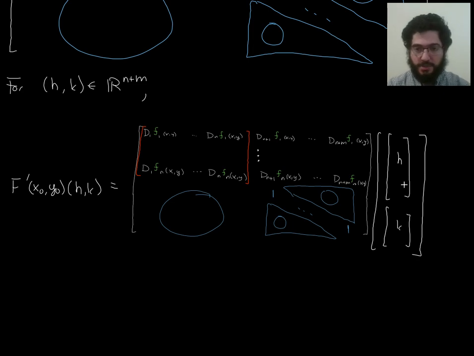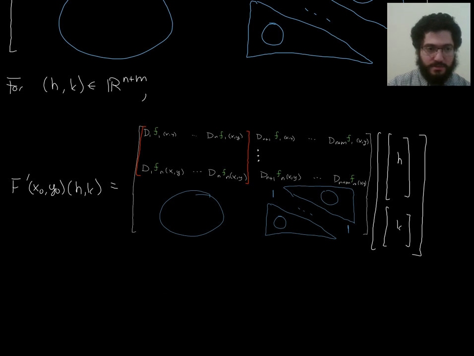And the h portion consists of n entries, and the k portion consists of m entries. Okay, and by the way, I've sectioned off this block in red. That block is basically what you would call f prime of x naught y naught sub x.